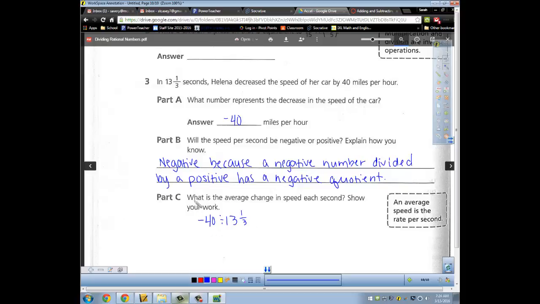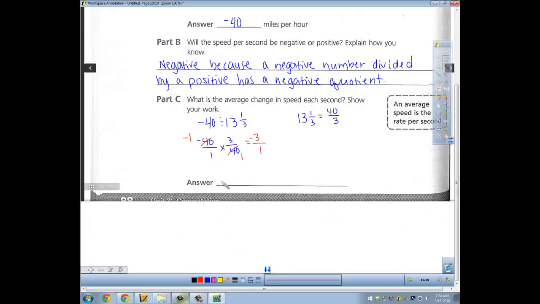So negative 40, that's negative 40 over 1. Change division to multiplication. 13 1/3, that's 3 times 13 plus 1, which is 40 over 3. So I'm going to flip that. And this is a problem where it's good to cross reduce. So negative 40 and 40 would be negative 1 and 1. So negative 1 times 3 is negative 3. 1 times 1 is 1. So the answer on the blank is negative 3 miles per second.